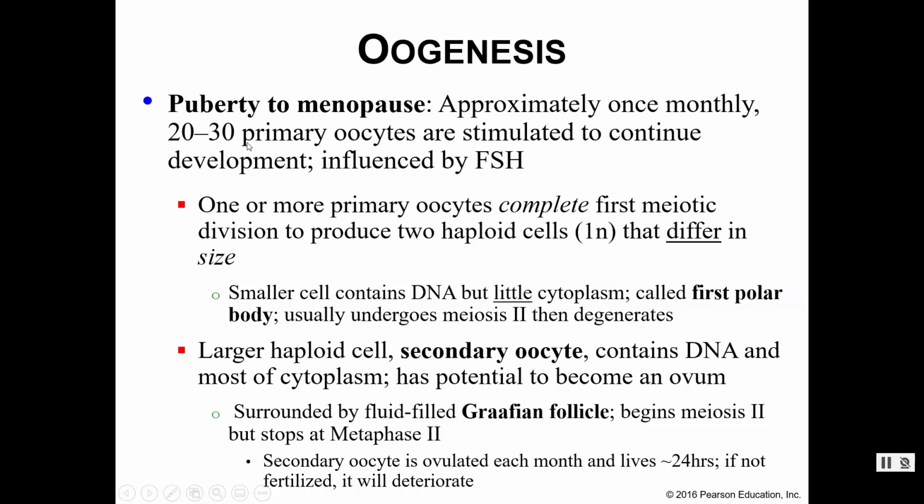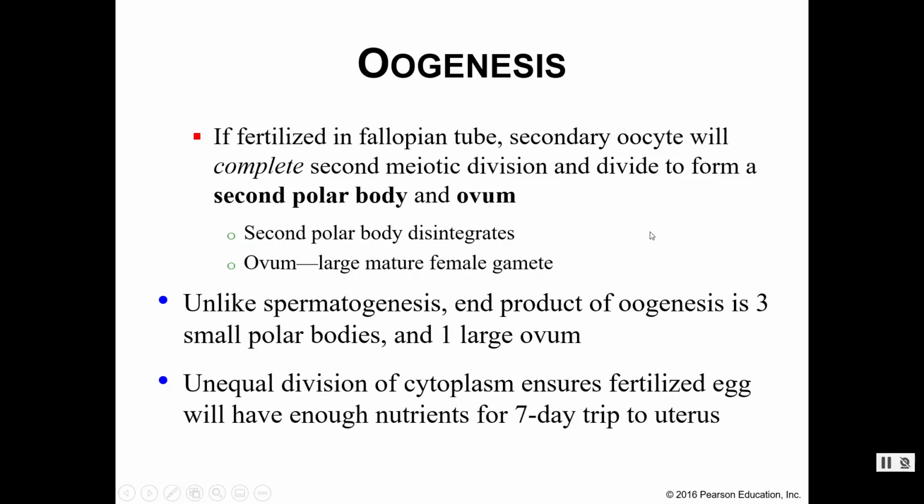So you started stimulating about 20 to 30 primary oocytes. Normally only 1, maybe 2, of those primary oocytes will actually continue to develop all the way through. The larger of the haploid cells is the secondary oocyte. That is the one destined to become an ovum, and it has the potential to become fertilized. So we do not release 20 to 30 secondary oocytes every month, because every one you release has the potential to become fertilized, and you already know that on average, the norm is single pregnancies.